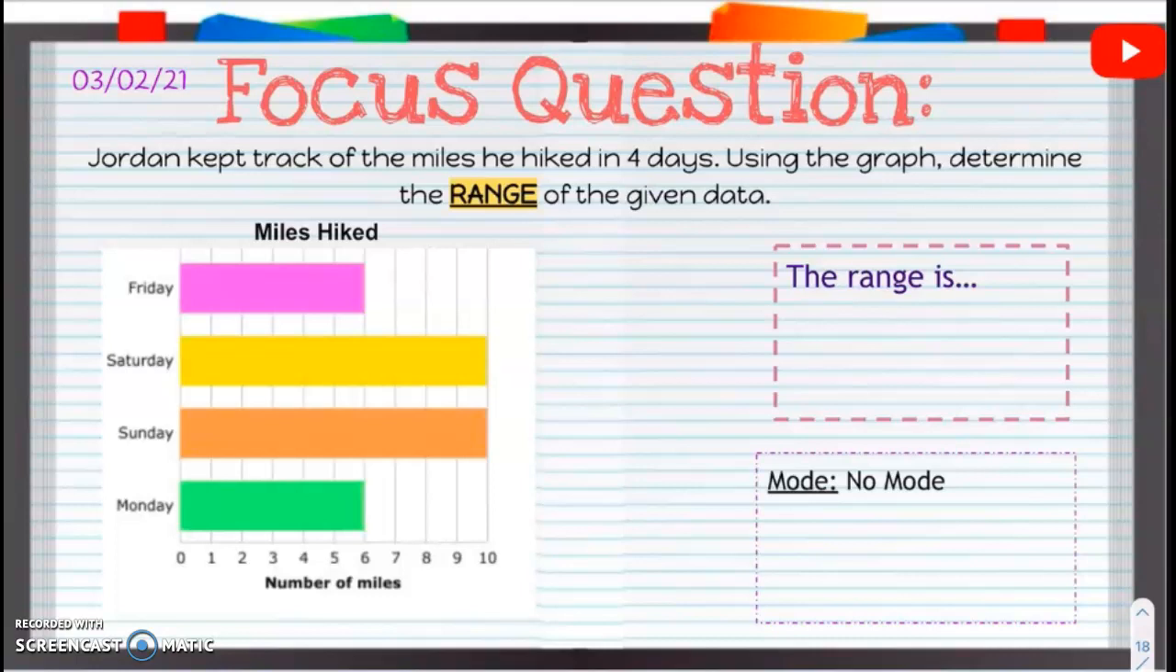All right, our focus question. Jordan kept track of the miles he hiked in 4 days. So again, we're going to use this graph to determine the range. Yesterday, we found the mode, which was the number we saw the most of.